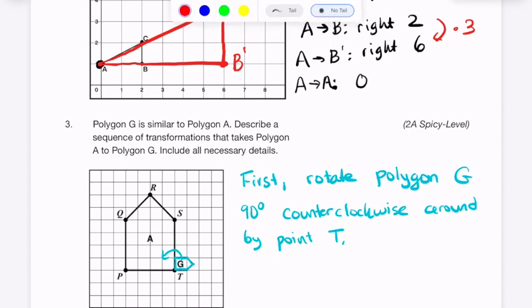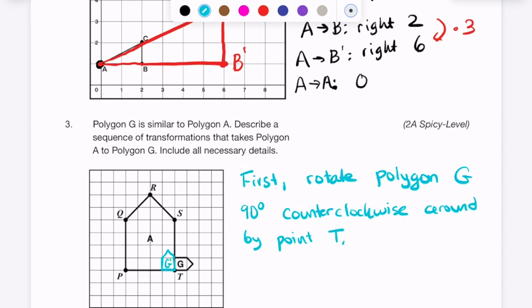I can see here, I just need to get it like a quarter turn around. It's like a 90-degree turn. A clock doesn't go this way, a clock goes the other way. So this is a counterclockwise rotation, and I want this point T to stay where it is because that's in the right spot. Once I rotate it, it's going to look like this.